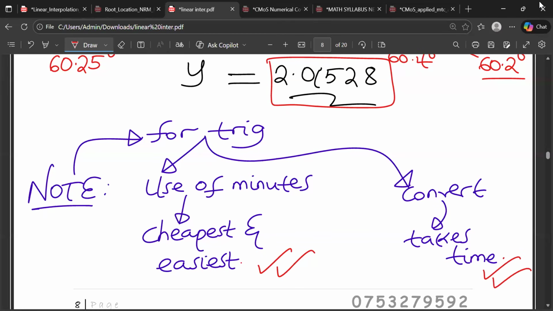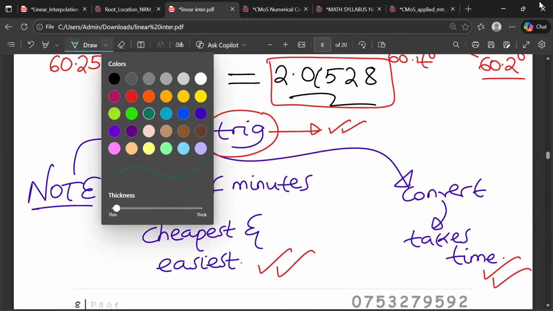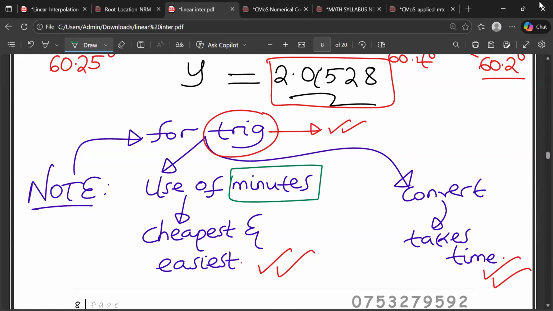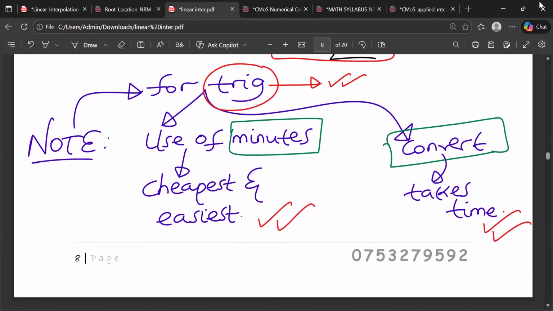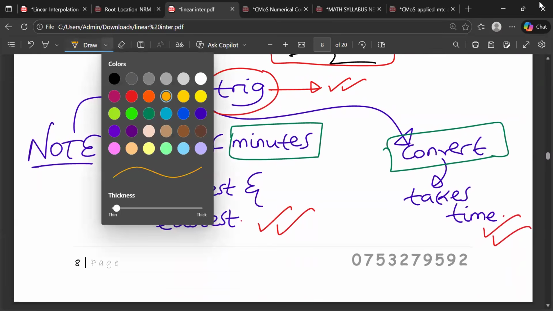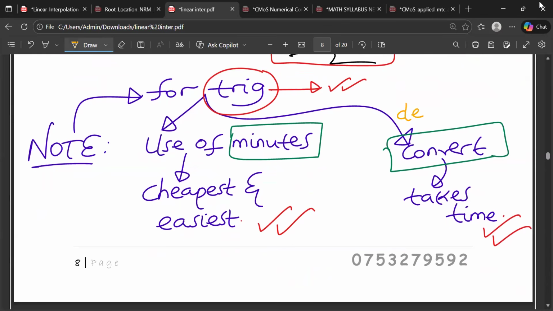But as you progress, let me tell you, for the case of trig, let's just take it that no problem. Whether the person has used minutes, whether the person has converted, let's just take things like that. Someone may ask, really, why is it like that? Have it in mind that the minutes and degrees both are units of angles. So it is very okay.